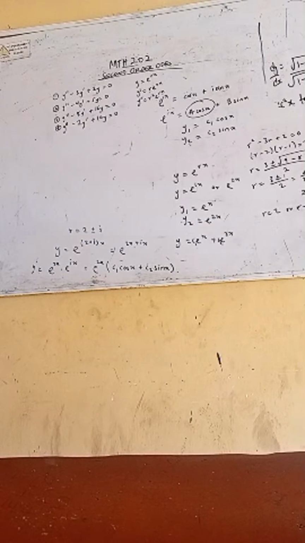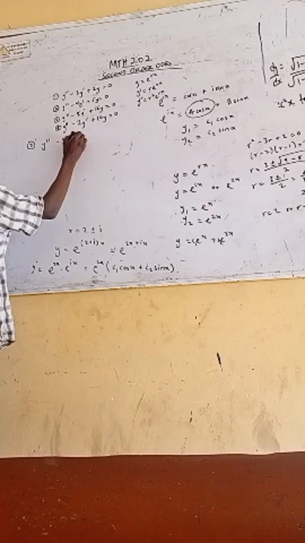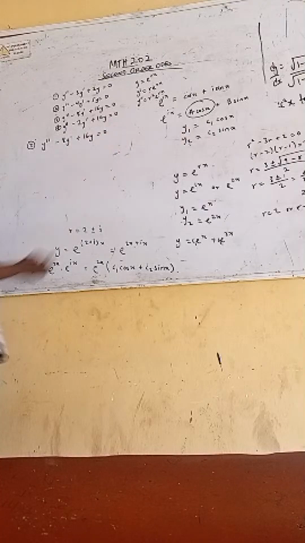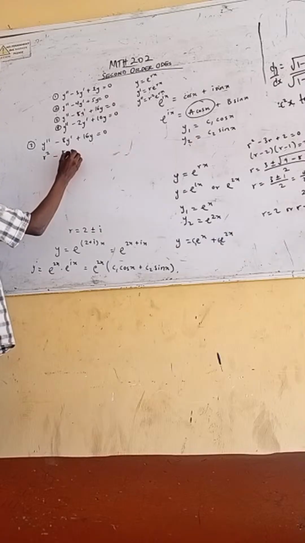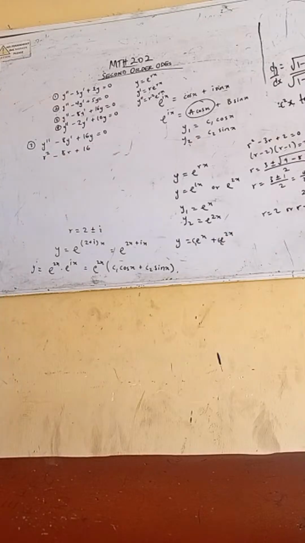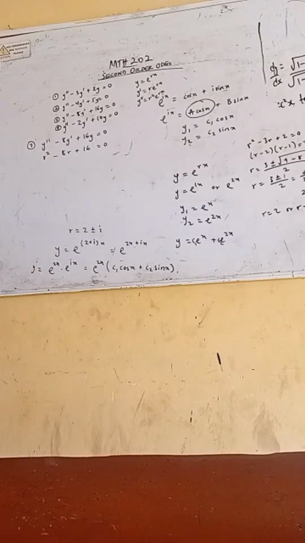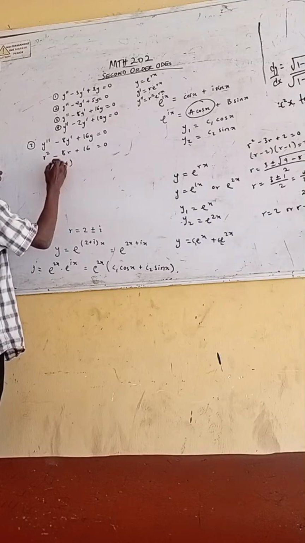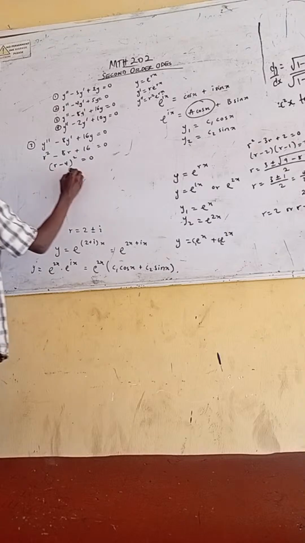All right, please let's do the third one. Y double prime minus 8y prime plus 16y equals 0. So we are going to have r squared minus 8r plus 16, which is the characteristic equation. So minus 4 minus 4, minus 4 times minus 4 is 16. So basically this is r minus 4 squared equals 0. So it means r equals 4.